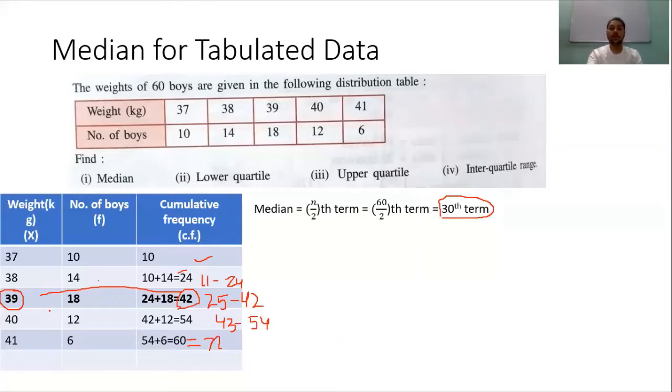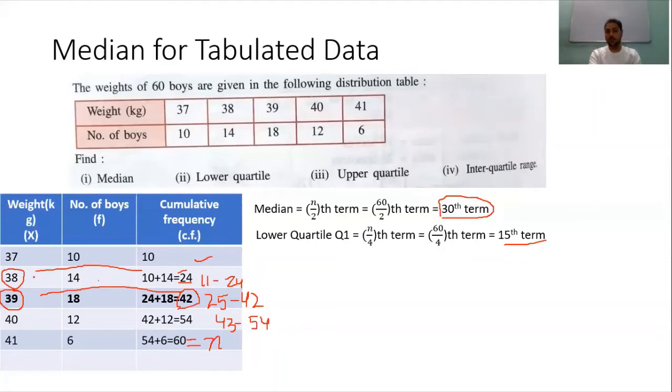Okay, then we have lower quartile. Lower quartile is n by 4. N by 4 is 60 by 4. We have the 15th term, and for the 15th term, look at here, from 11 to 24 we have here. So corresponding to this, we have first quartile as 38. This will be your first quartile Q1, 38 here.